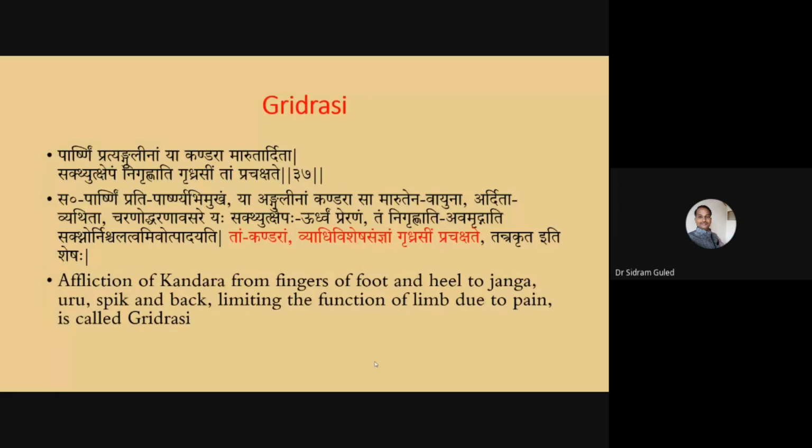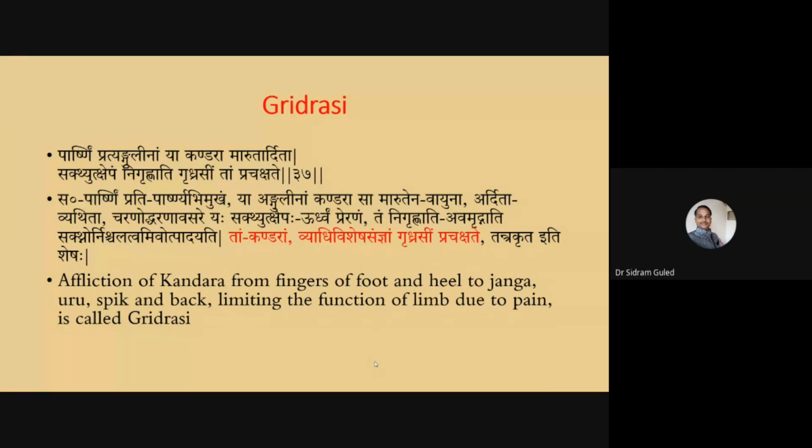There are different definitions of Gridhrasi, like Gridhravat, where the walking style is like a Gridhra, and all those things are given. So we accept those also. But here he has mentioned Tam Kandaram, Gridhrasim. That Kandara which is affected here is called Gridhrasi. Tam Kandaram Vyadhi Vishesha Samjnam Gridhrasim Prachakshate. So whether he is referring to the sciatic nerve, which is the largest as well as longest nerve in the body. There are definitions for Kandara as the ligaments, but is he referring to the Gridhrasi Nadi as well? So we have to think over it.